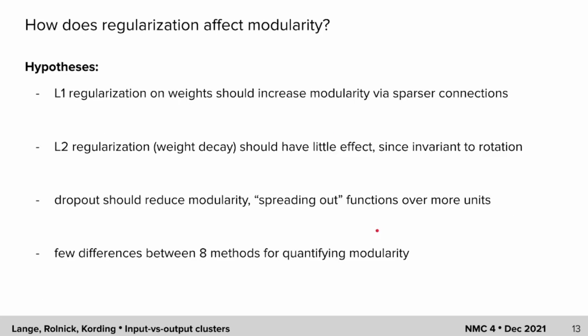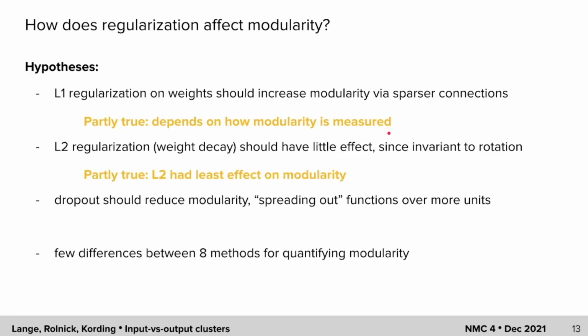We began this analysis with 4 hypotheses, and it turns out we were wrong on nearly all accounts. We had hypothesized that L1 regularization should increase modularity via sparsifying connections, but this turns out to depend on how modularity is measured. We had thought that L2 regularization should have little effect on modularity since it's invariant to rotation, but it turns out that L2 regularization does increase modularity, although it was the weakest effect of the 3 types of regularization we used.